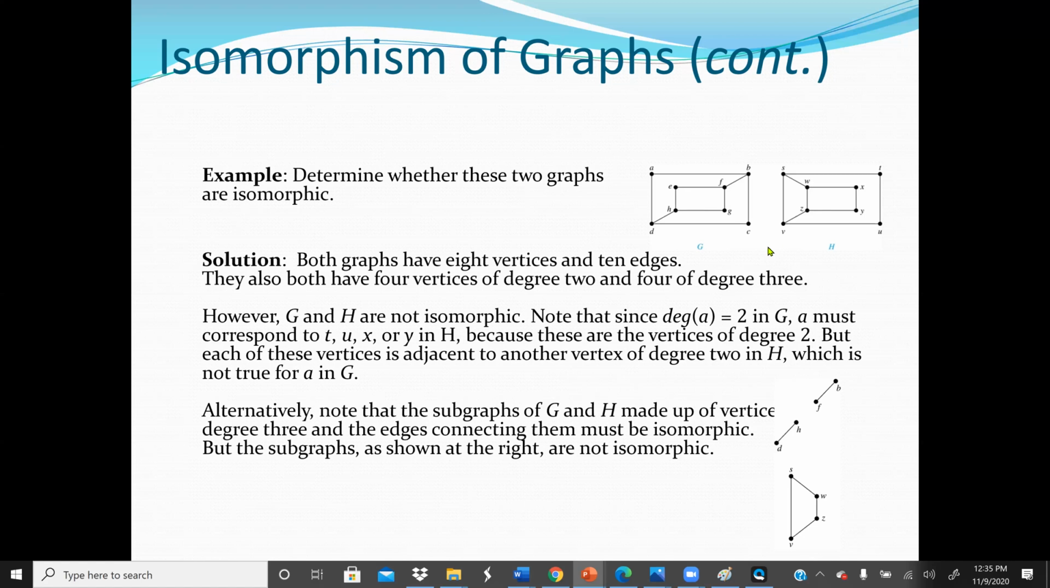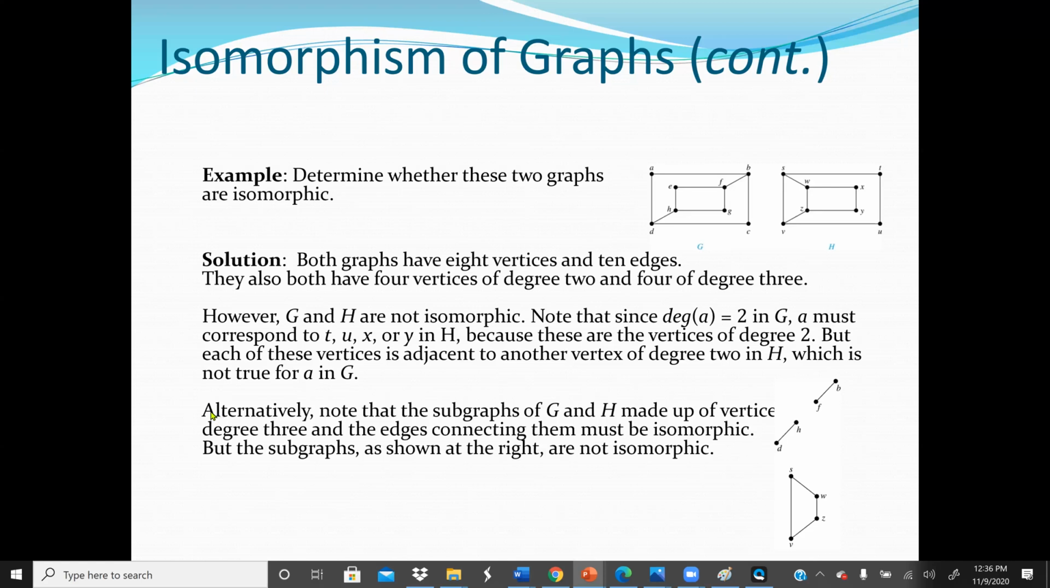So this actually will give us the conclusion of the whole concept of isomorphic graphs. Two graphs are isomorphic when they have the same number of vertices and edges, but also the degree of their adjacent vertices must be the same also. So here they are not the same.